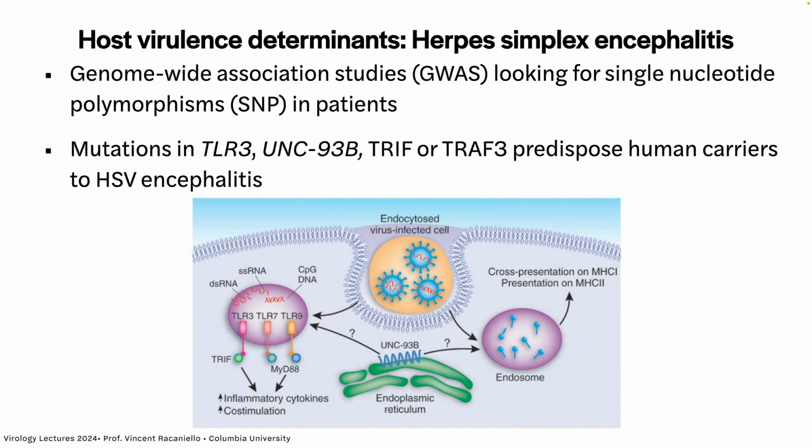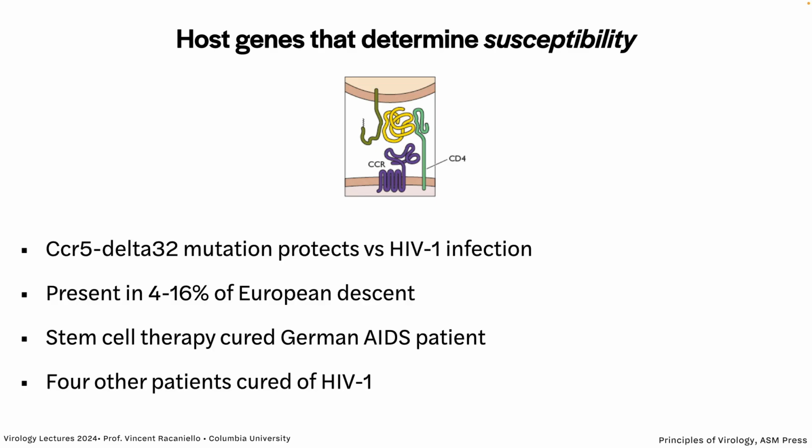Basically these individuals have a reduced sensing and a reduced interferon response to herpes. They can't reduce the viral levels and it goes into their CNS. So higher levels of virus leads to CNS entry. This is a very common way now of looking for host determinants.